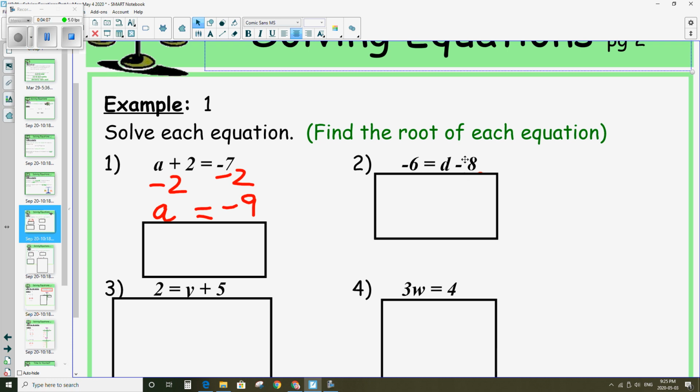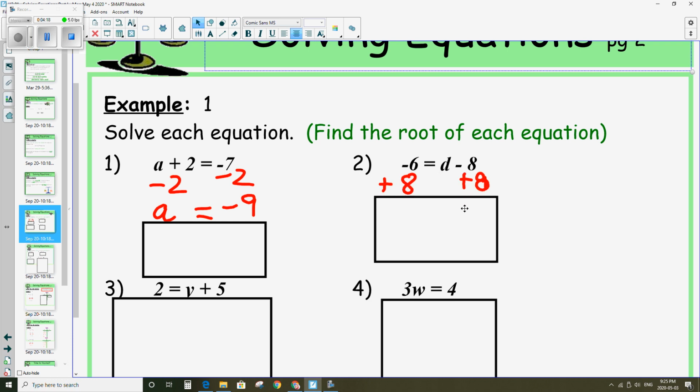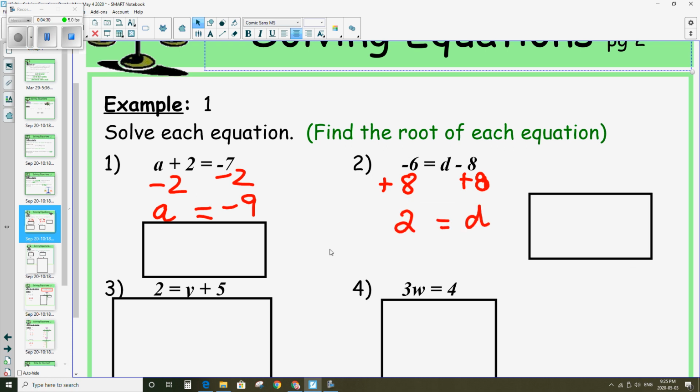Question 2, the D is on the right-hand side, which is okay. With that, we have subtract 8, or -8, and it's the -8 that we want to get rid of. The opposite of -8 is adding 8, so we're going to add 8 to both sides. The right-hand side is going to leave us with D because these are going to cross out, and on the left side, we will have -6 plus 8, which is +2. So D is equal to +2.